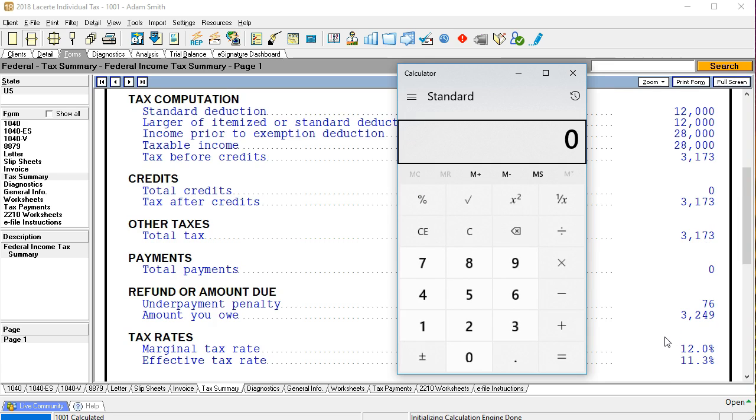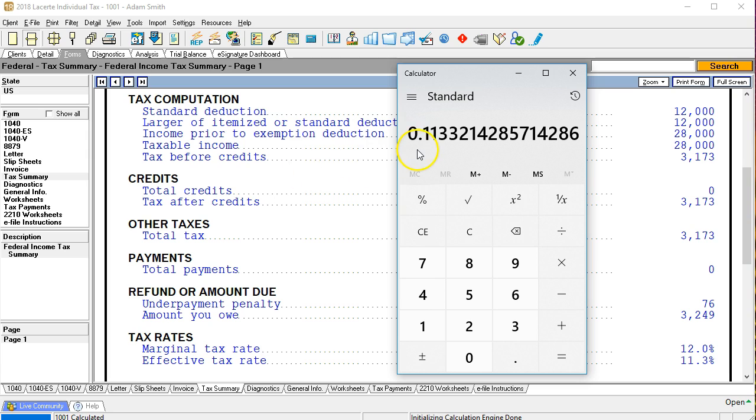So if we test this, we're going to say, okay, the effective tax rate is 11.3%. What does that mean? Well, the most common calculation we would do is ask, what's the average tax? How much are we paying on average? So we'll take the 3,173, the tax we pay, and then divide by taxable income, 28,000. That's after the standard deduction. And that's going to be the 11.3.